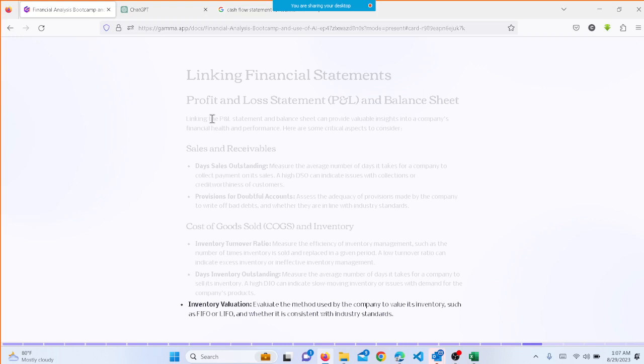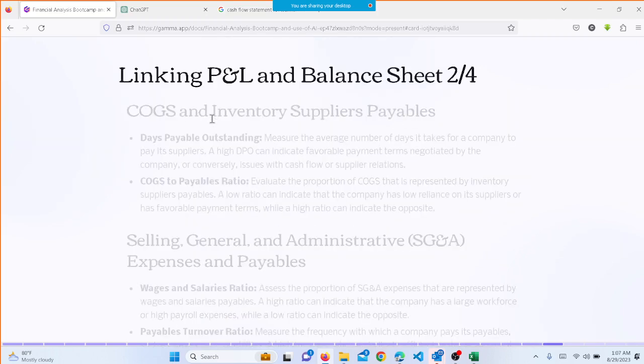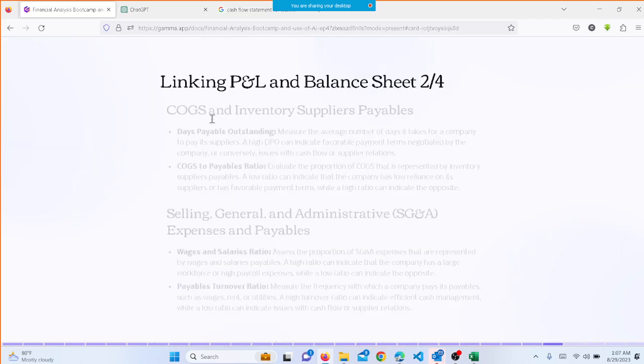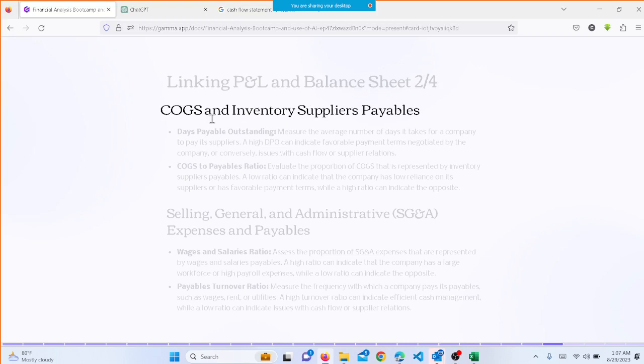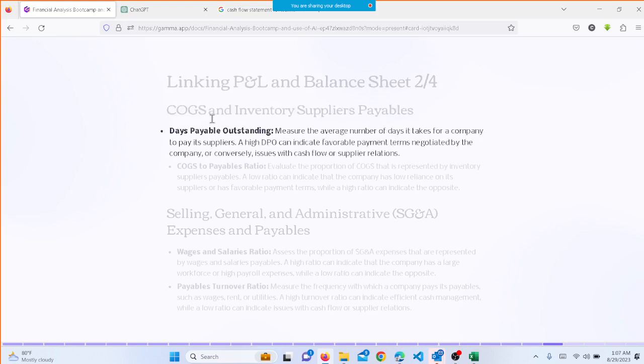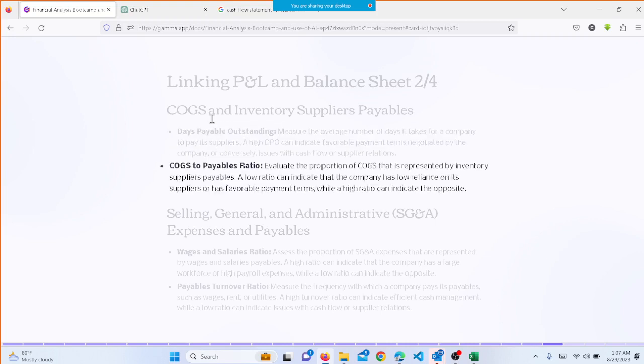So if we know this kind of information already, or we keep it in mind, then we can understand the tricks of manipulating the financial statements. Then we look in a similar way at cost of goods sold and inventory suppliers. If the cost of goods sold has increased and inventory suppliers also increased, it may mean that we have a problem. Either we are not paying them on time deliberately, or there may be fake entries, right?